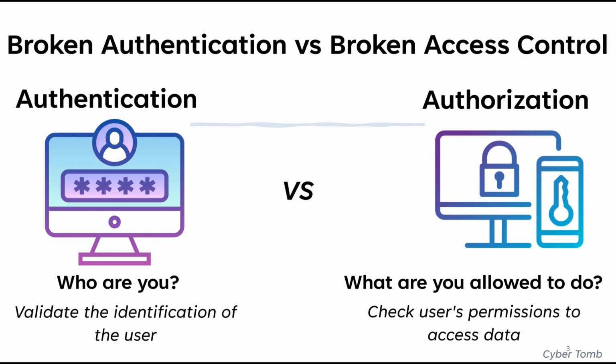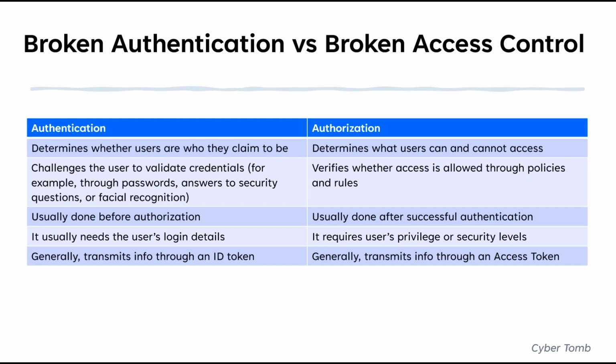Now, what's the difference between broken authentication and broken access control? Broken authentication relates to authentication. So authentication is: who are you? Validate the identification of the user, while broken access control is basically responsible for authorization. So what are you allowed to do? That's the access control. Check users' permissions to access data. That's the difference between the two vulnerabilities.